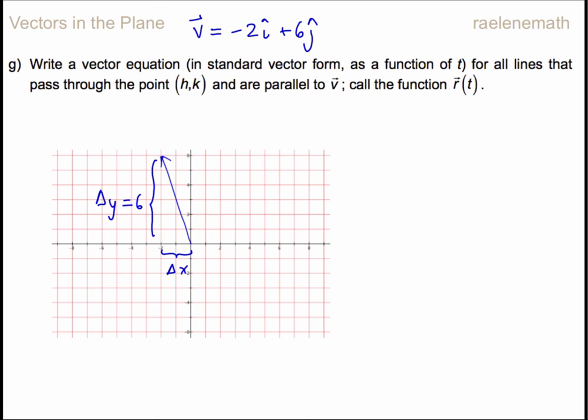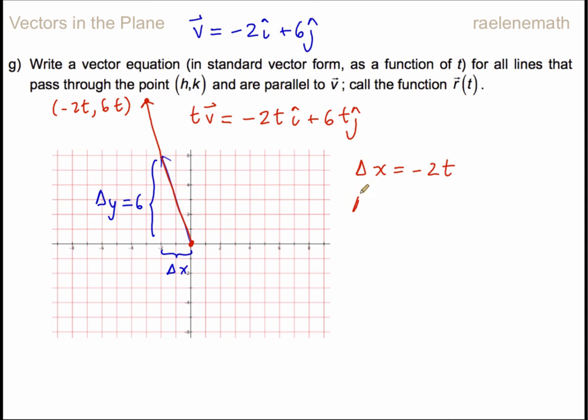But then we scaled that vector by multiplying both the base and the height by some scale factor. We called it t. And so our new vector describes a more general change in x of negative 2t and a more general change in y of 6t. So now that we have, from an initial point of (0, 0) to some final point (negative 2t, 6t), we know what the delta x and the delta y values are.